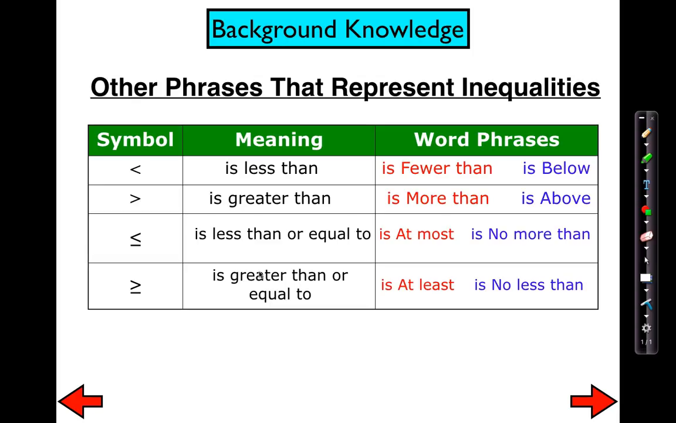Okay, so please keep in mind that this here is a less than symbol. Some basic word phrases that indicate a less than symbol might be fewer than or is below. This is your greater than symbol, so some word phrases that might indicate this particular inequality might be more than or is above. Here we have less than or equal to, and you might hear phrases like at most or is no more than. And last but not least, this is your greater than or equal to symbol, which you might hear as at least or no less than. So remember that.